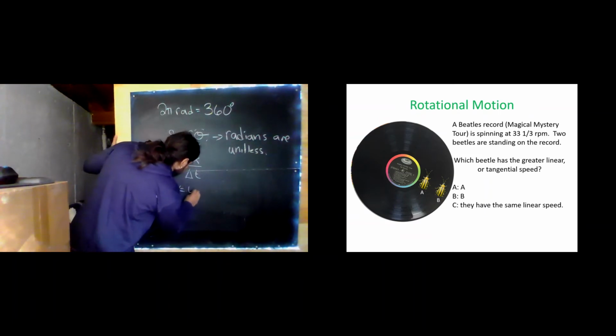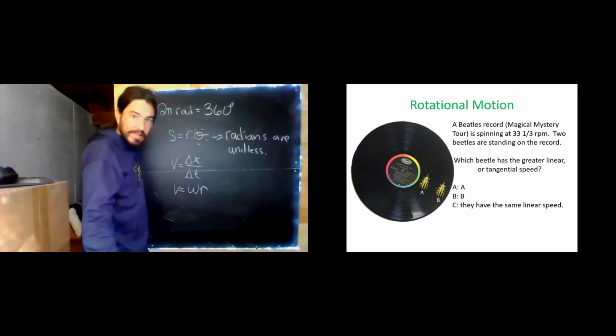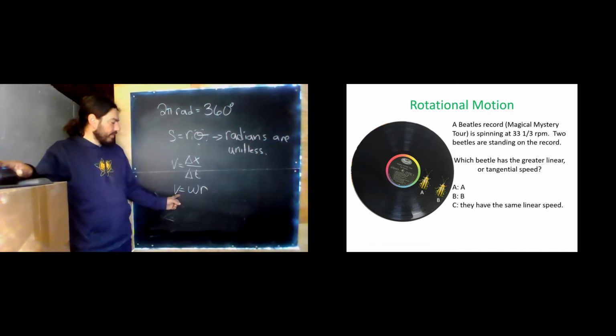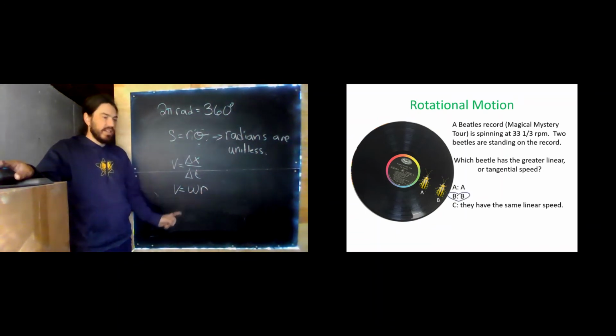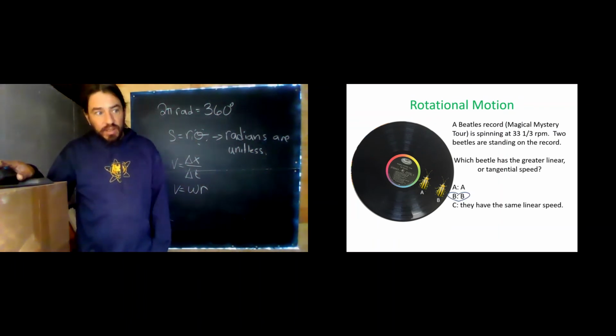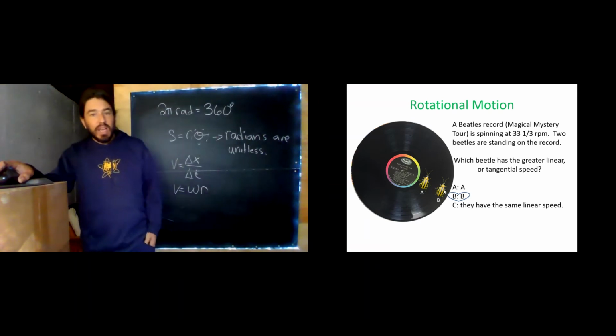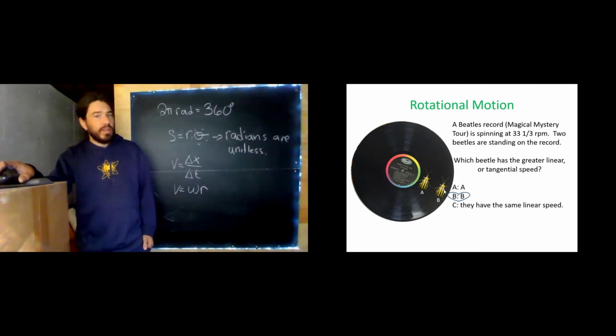Looking at this equation, V equals omega times R, they both have the same omega, which means the greatest R has the greatest speed. Beetle B is just going faster. So even though Beetle A and Beetle B complete the same number of revolutions every minute, Beetle B goes farther every time he does a revolution. I said he. I don't actually know the gender of that beetle.